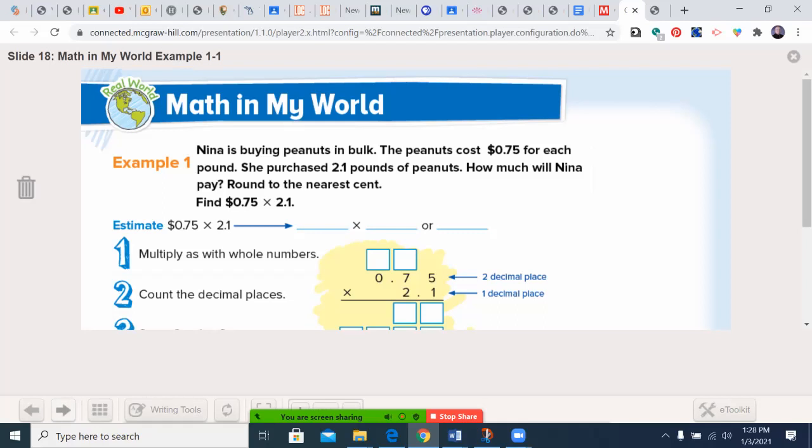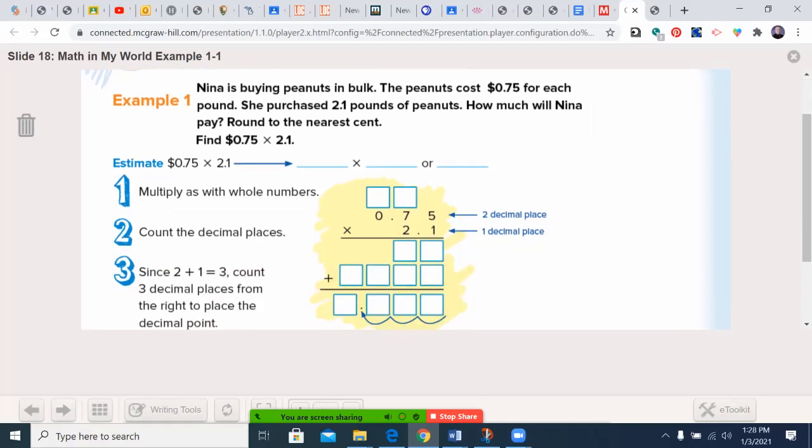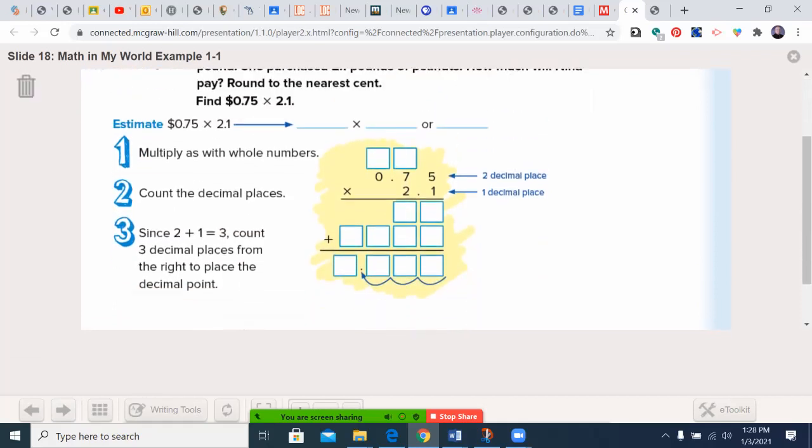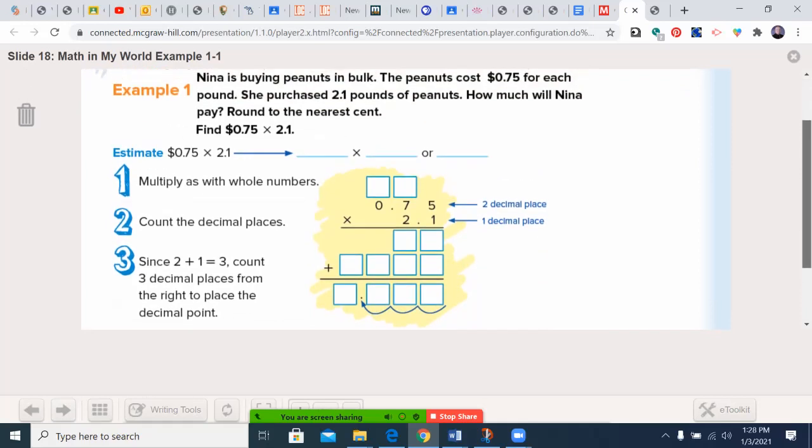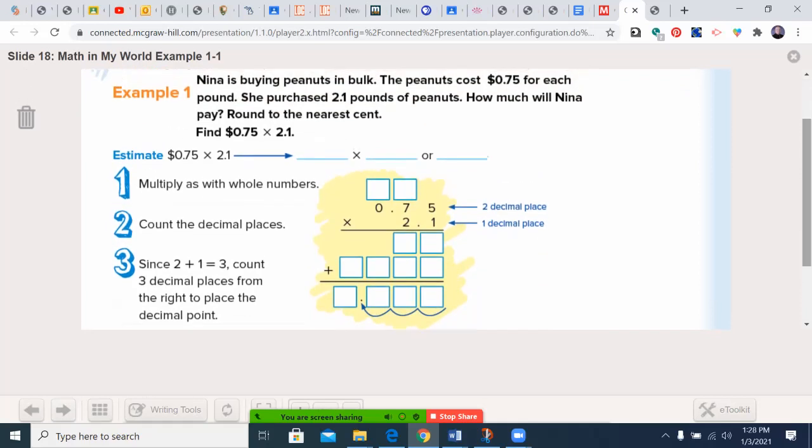Let's move now into the book. This is the example on page 403. Nina is buying peanuts in bulk. The peanuts cost 75 cents, or 75 hundredths of a dollar, for each pound. She purchased 2.1 pounds of peanuts. How much will Nina pay? Round to the nearest cent.